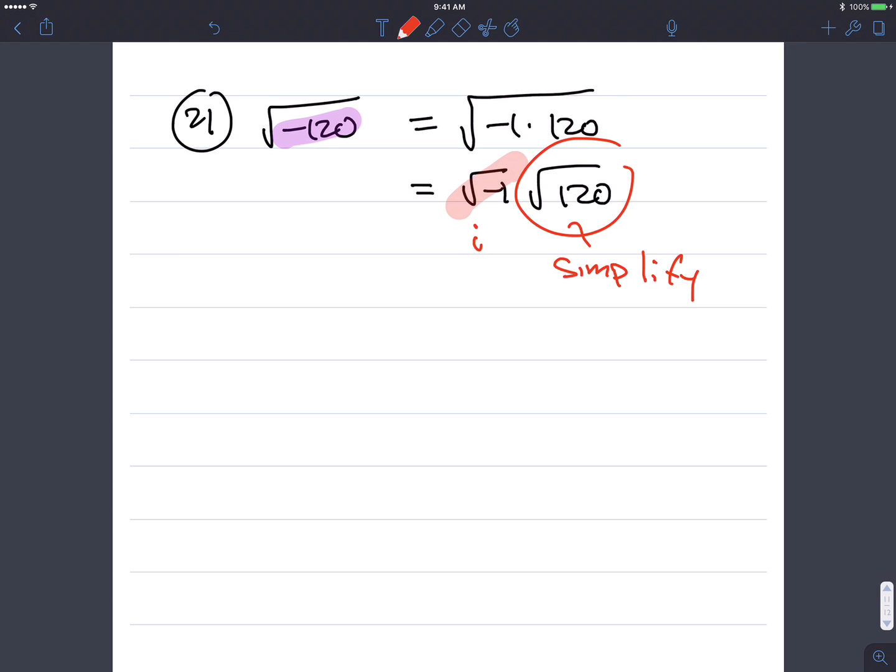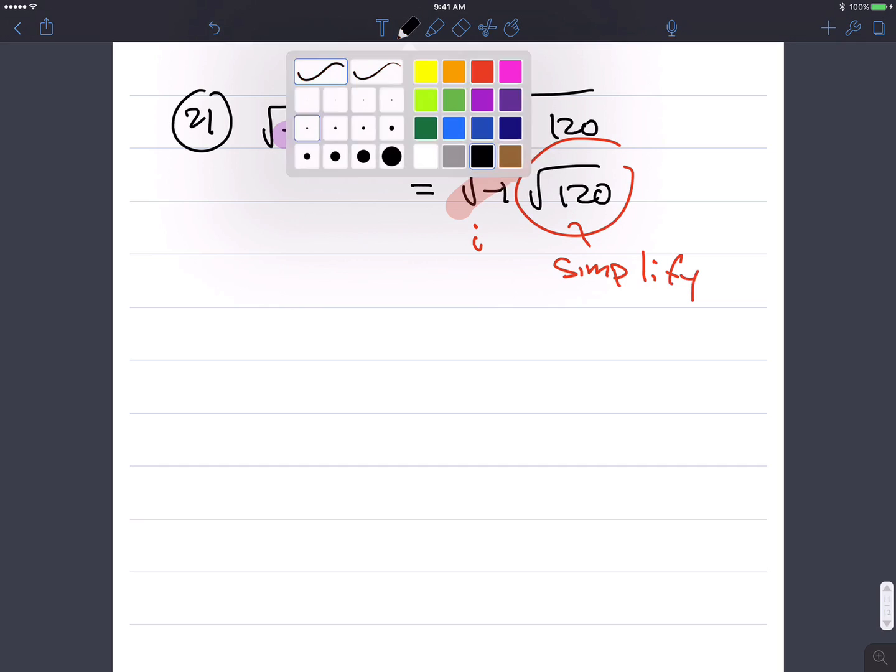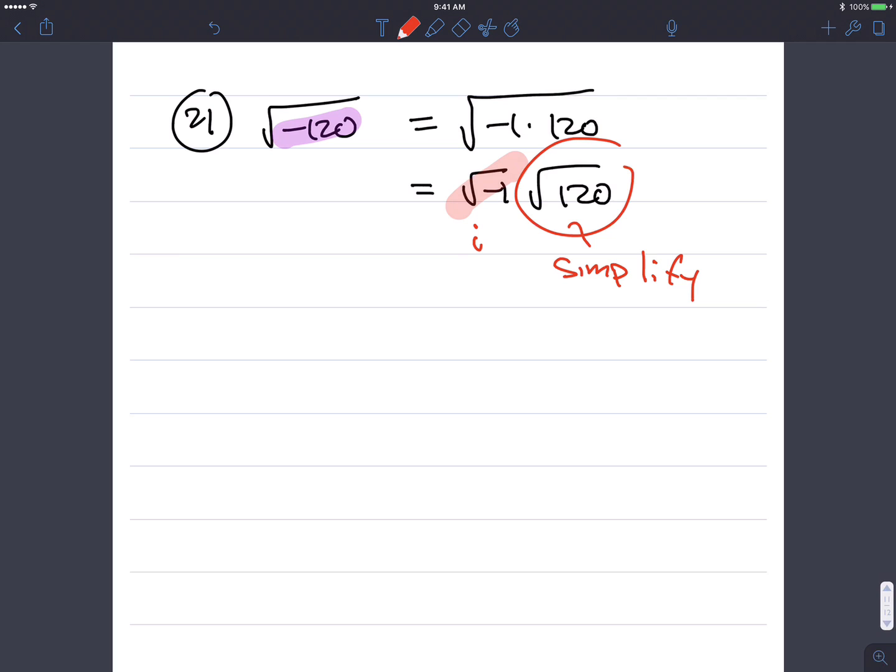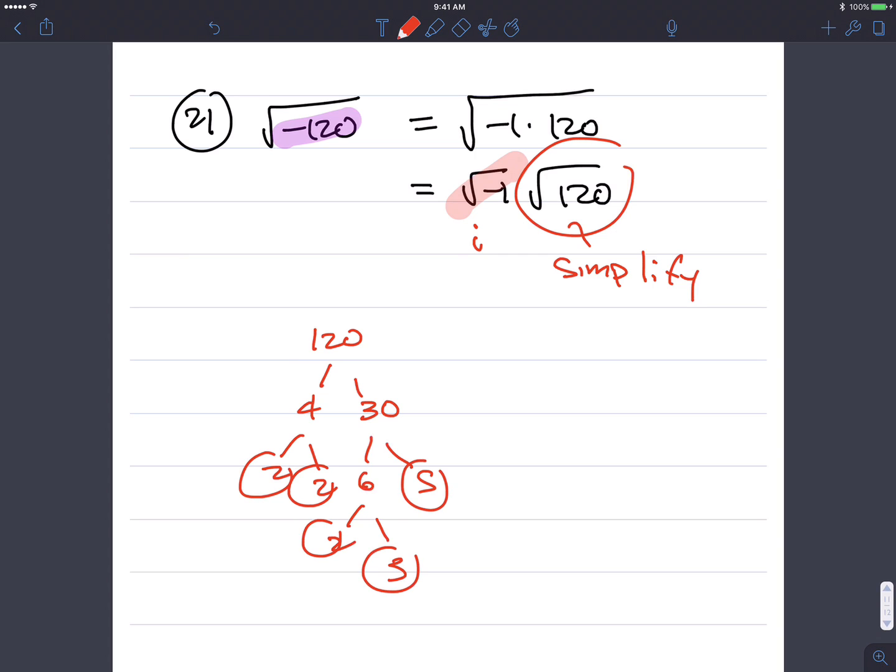So we're going to have to try to find the largest perfect square that goes into 120. It might be helpful to try to factor 120. So let's see. 120 can be described as 4 times 30. 4 is 2 times 2. 30 is 6 times 5, and then 2 times 3 for 6. We get our primes. So this 120 can be described as 2 to the third power times 3 times 5.